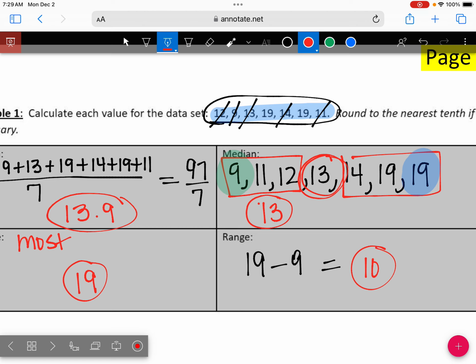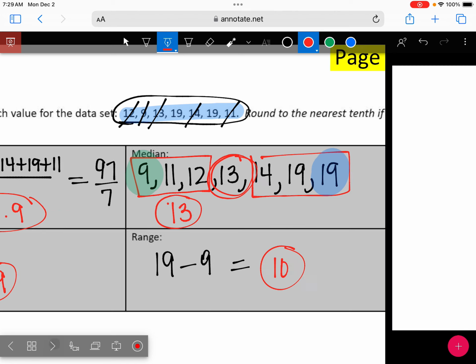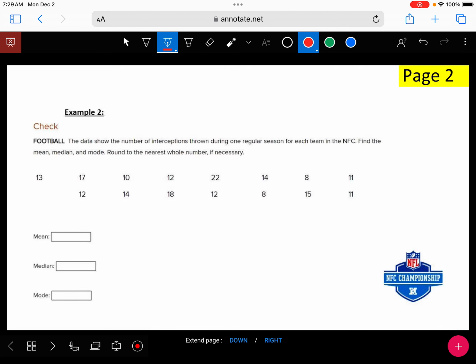Who remembers learning this? Probably like junior year? Okay, sophomore year. Okay. All right, so let's do it again.